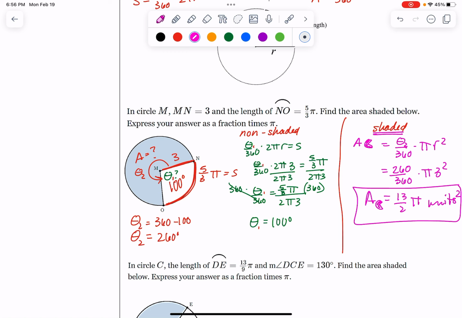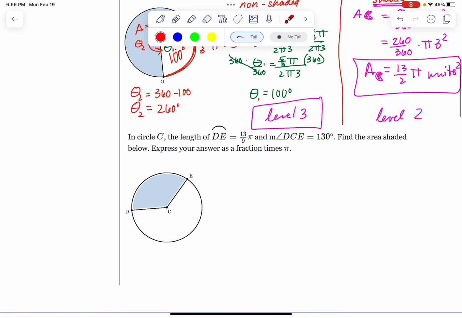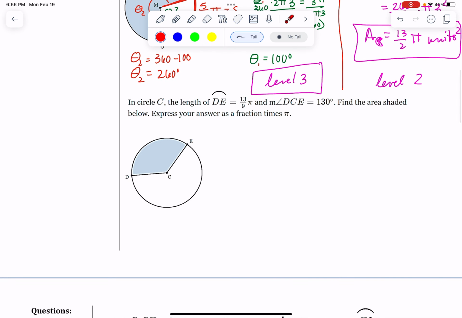So this is the level 2 skill, because I'm just plugging into the formula. And level 3 was the first half because I had to solve for theta and then find the other theta that I'm looking for. So it's the same thing. I'm going to give you a piece of information that allows you to rearrange one formula, and then you're going to find the other piece.